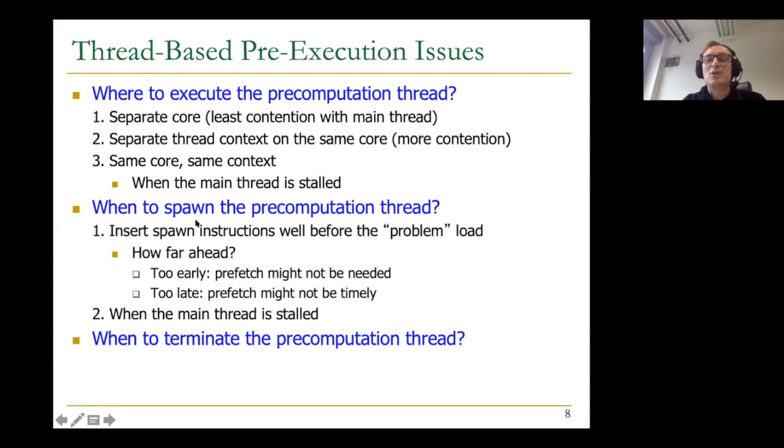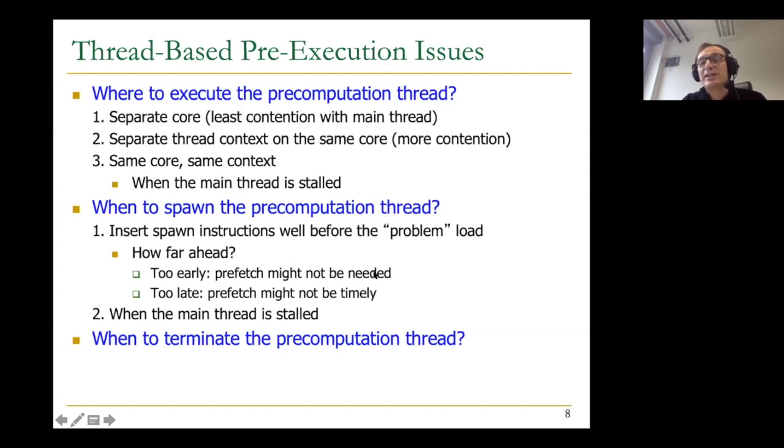You insert the spawn instructions well before the problem load, you would like to ideally. The question is how far ahead. So you run into similar issues like prefetch instructions in this case, but here you need to be more careful because you're going to execute a thread. It's not just a single instruction. If you put the spawn instruction or fork instruction or do the hardware forking too early, then prefetch might not be needed, right?